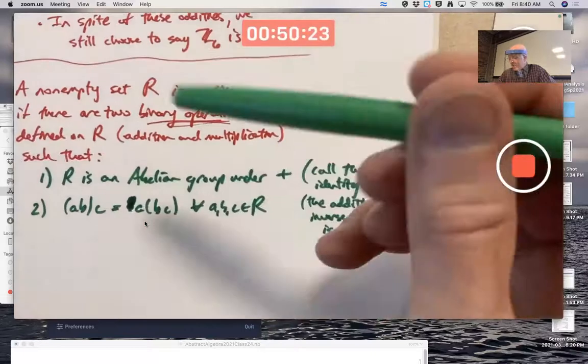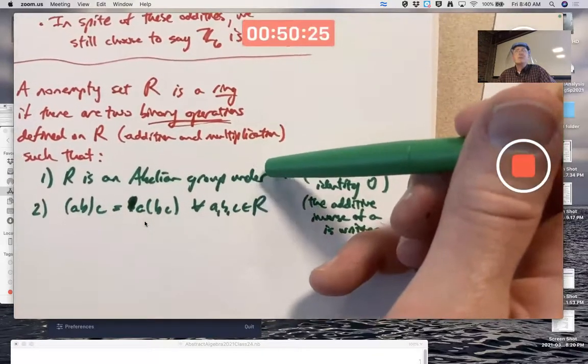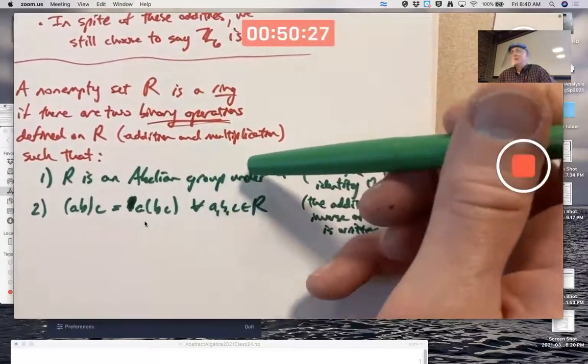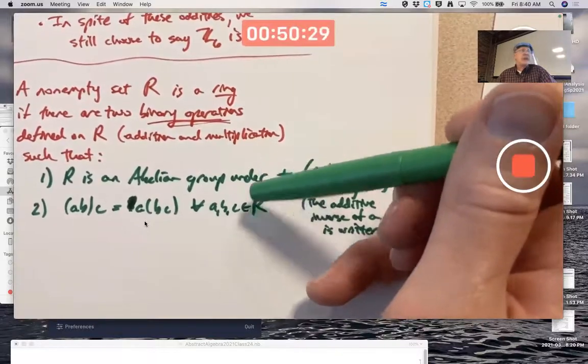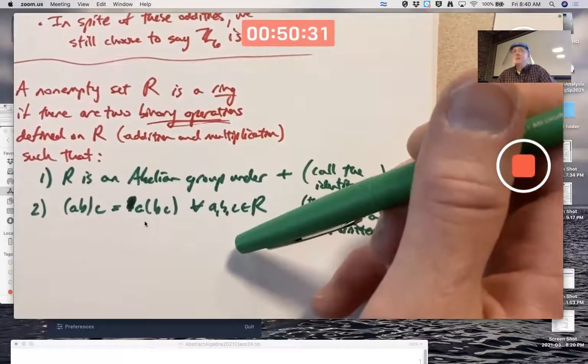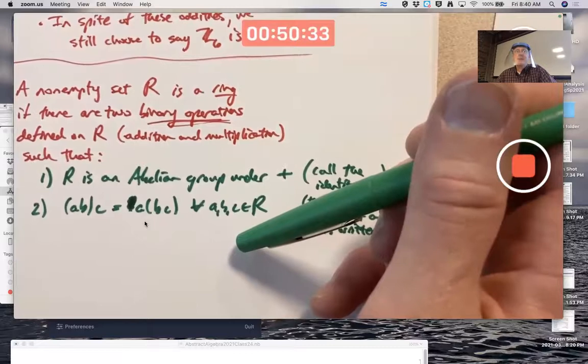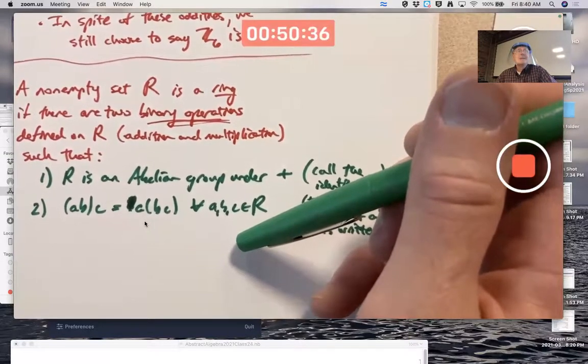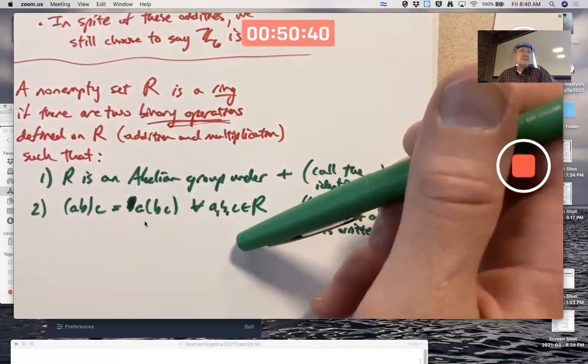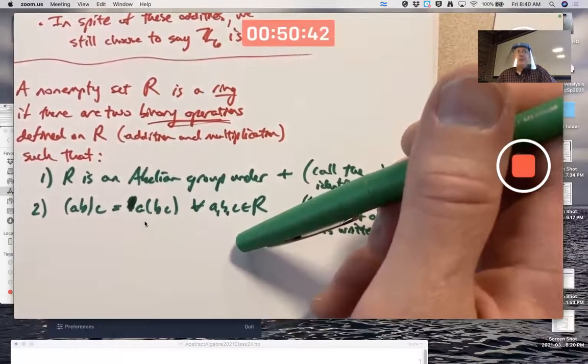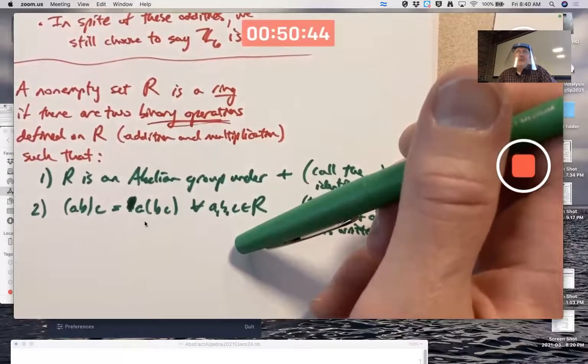The addition is always commutative. It is an abelian group under addition. Multiplication is not necessarily commutative, mostly because we want rings of matrices to be rings. But if it is commutative, we don't call it an abelian ring. We call it a commutative ring.